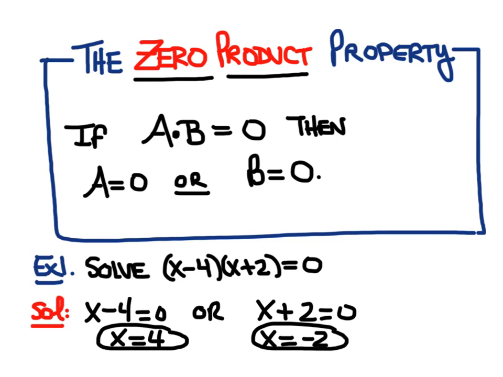Now it's pretty easy to check that if you take both of these values and plug them back into the equation, you're going to get 0. So the two solutions to this equation would be x equals 4 and x equals minus 2, all by the zero product property. Alright, so now let's look at how we can use factoring.